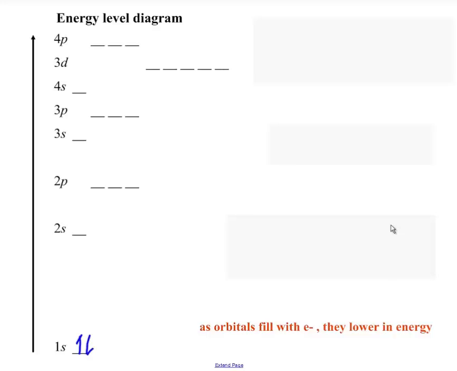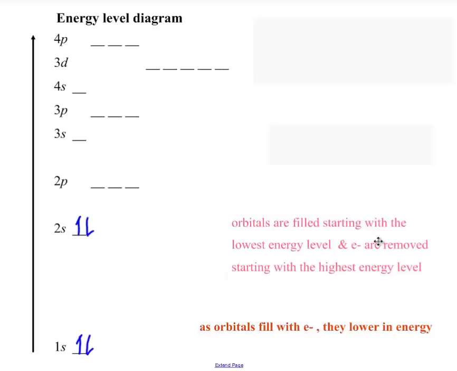As I go to the next energy level, I'm going to put electrons in it, and I can fill it before I go to the next energy level. Orbitals are filled starting with the lowest energy level, and when I remove electrons, I'm going to start at the highest energy level. So let's go on and fill some electrons in these orbitals.